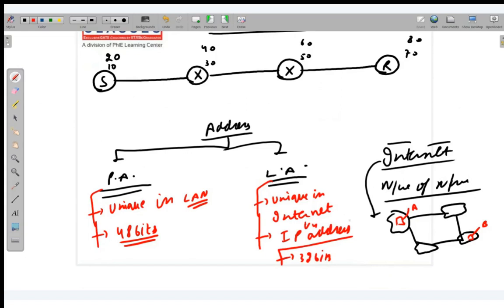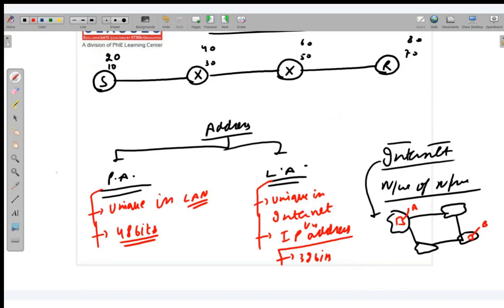Actually, computer network syllabus keeps on changing. Within 2 or 3 years, the syllabus changes. I think till 2020 we had IPv6 in our GATE syllabus, but in 2021 they removed that. So don't worry, we will not study IPv6. It is not in our syllabus. So V4 we will study.